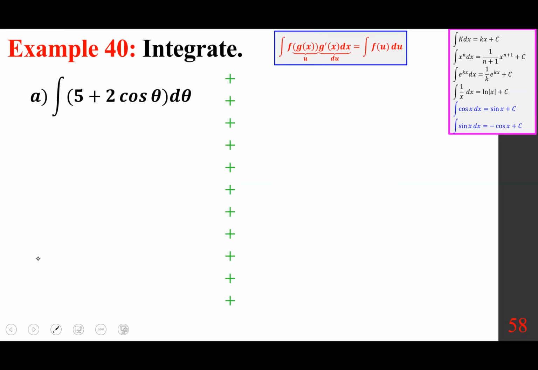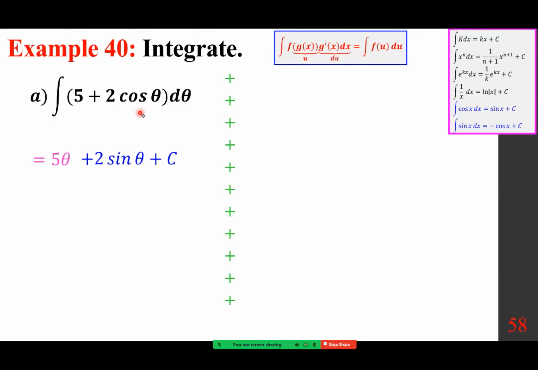All right, let's look at this example where we don't have to do much. It's just anti-differentiation. Pay attention to the fact your independent variable is theta. So 5 doesn't give you 5x. 5 theta, cosine the derivative is negative sine, but the integral is positive. So it's positive 2 sine theta and a constant. And you're done.